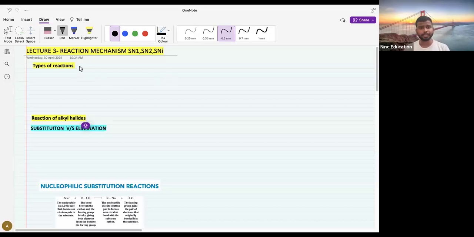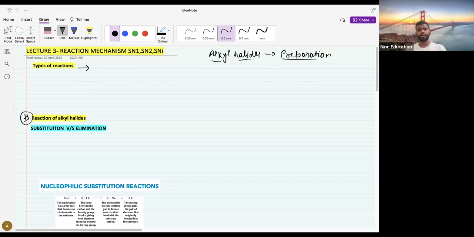Let's see, beta. In the last class we saw how alkyl halides are prepared, by different methods, and we completed the preparation of alkyl halides. Now today we will see the reactions of alkyl halides.